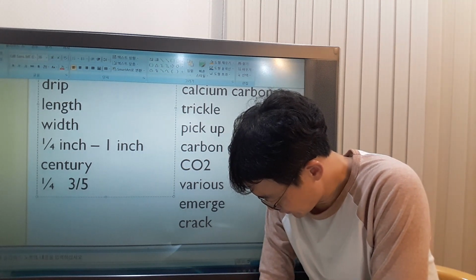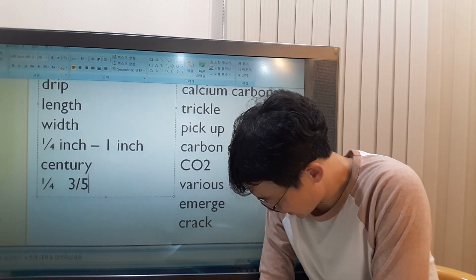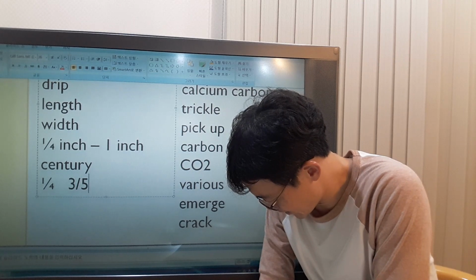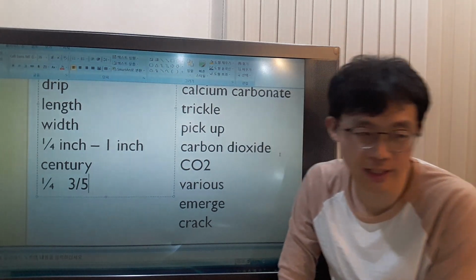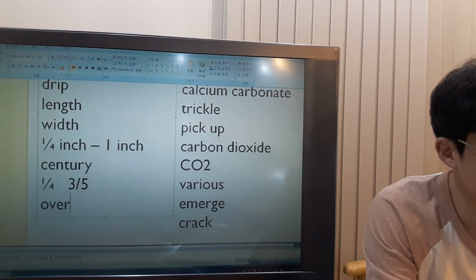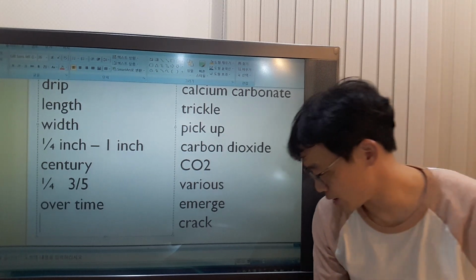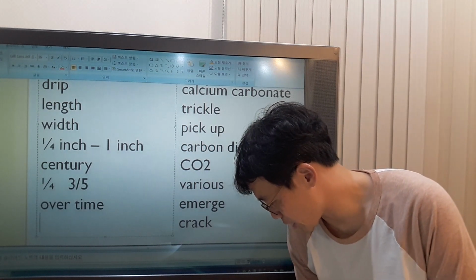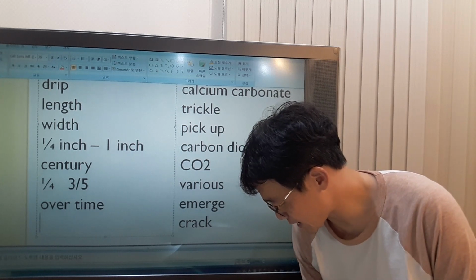Over time, the calcium carbonate in them forms stalagmites. Over time, what does that mean? Over time means when time passes. The calcium carbonate in them forms stalagmites.